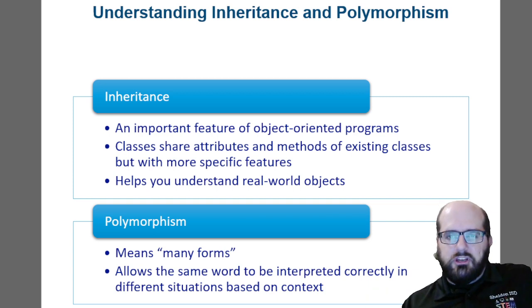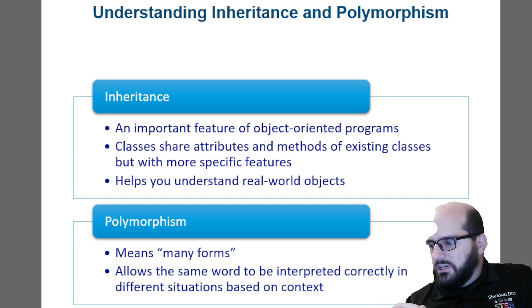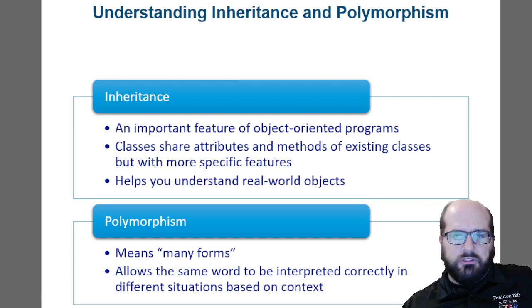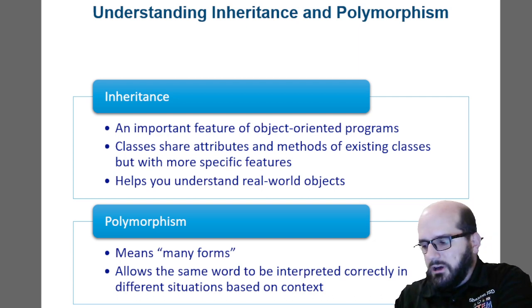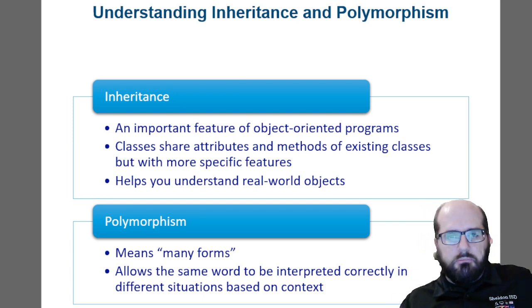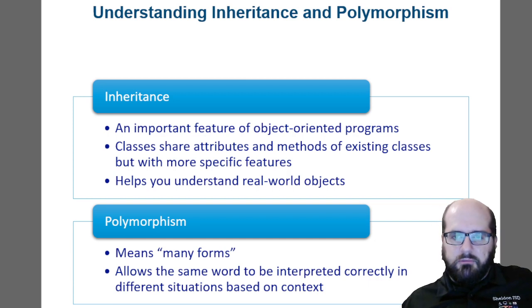It helps us understand real-world objects because, for example, all computer mice are the same, but there are mice with little balls on the bottom, and there are track balls, and there are other kinds of pointing mouse devices. They're all pointing devices. They inherit from that main class, but they have different attributes that make them unique.